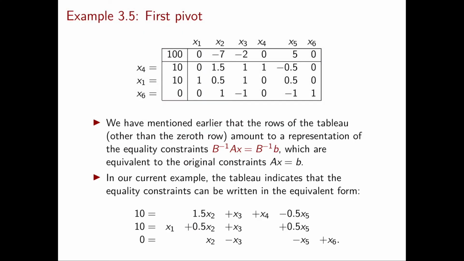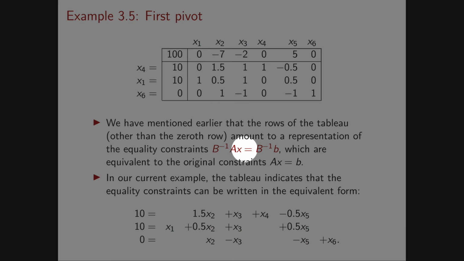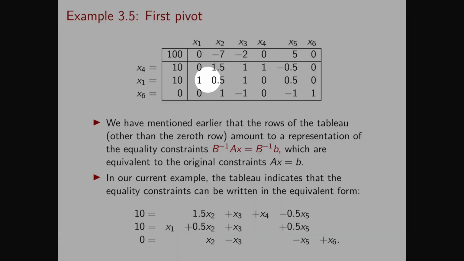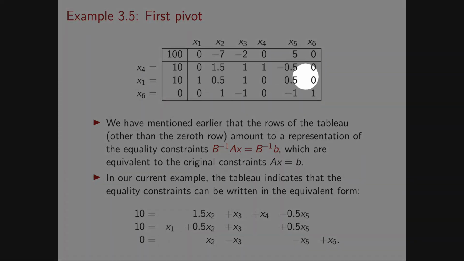From this picture, you can also see that this solution is degenerate because there are 4 active constraints in this vector. Before proceeding with the next pivot, I want to remind you that the tableau is a representation of the equality constraints obtained from the original system by multiplying on the left by B inverse. Now we can use our current tableau to obtain this system of equalities that is equivalent to Ax equal to b. In the first equation, we will have 0x1 plus 1.5x2 plus 1x3 plus 1x4 minus 0.5x5 equal to 10. And similarly, you can obtain the second and third constraints, which are written down here.